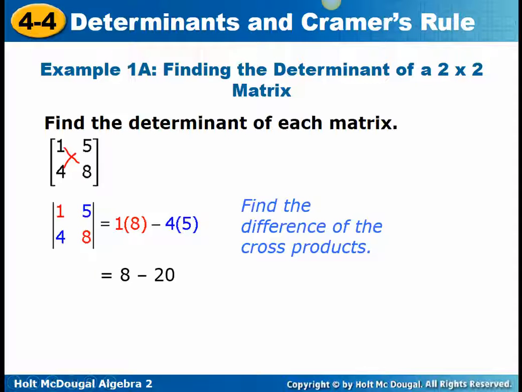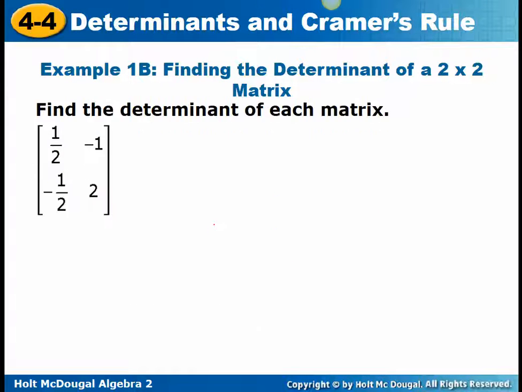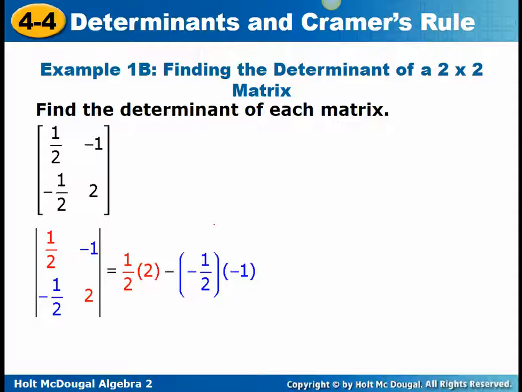The only mistake you might make is you might subtract in the wrong order. So it's always top left to bottom right, and then you subtract the bottom left to top right. And so we get negative 12. You can do the determinant even if there's fractions. 1/2 times 2 is 1, and then negative 1/2 times negative 1 would be 1/2. So we would have 1 minus 1/2, which is just a half.